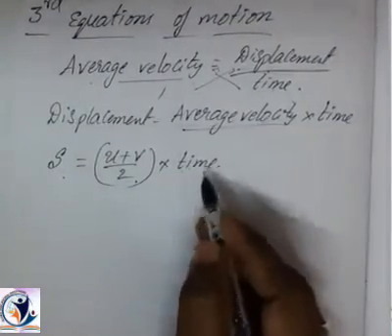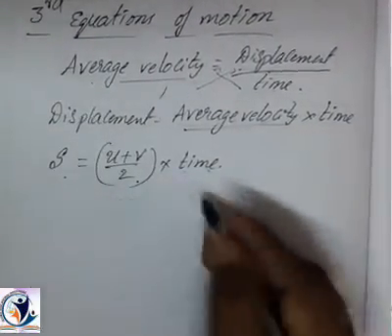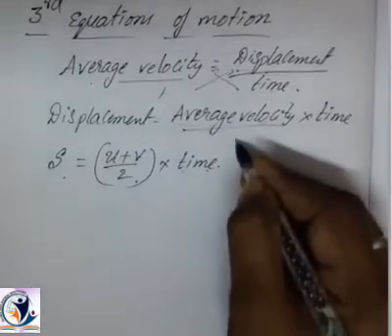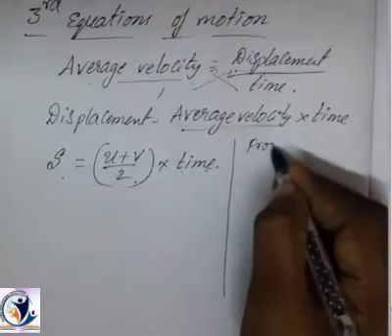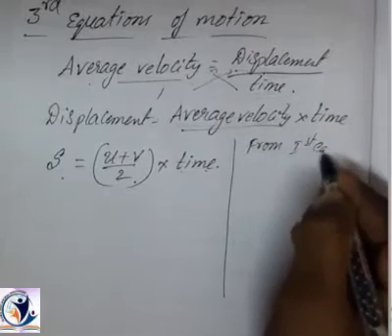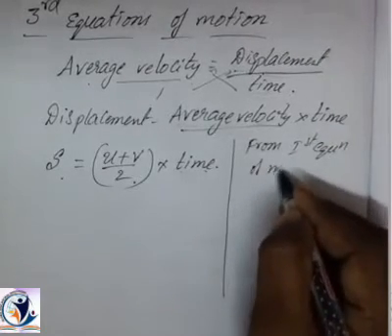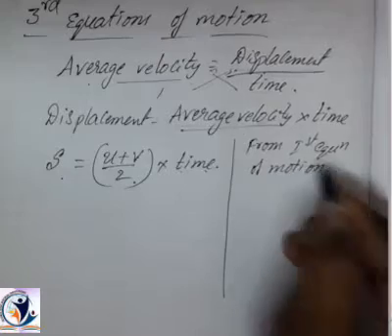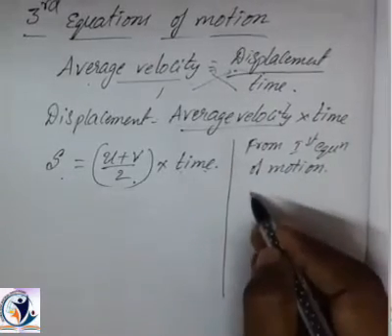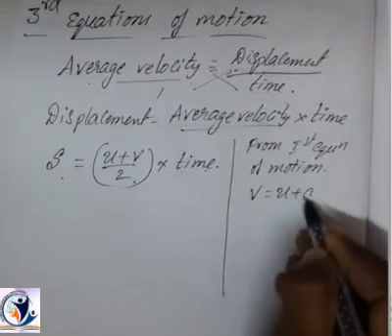So what will we do? We will take again the help of the first equation of motion. Okay, see here, from the first equation of motion, I am going to solve for time, children. I am going to solve for time. That is v = u + at, right?